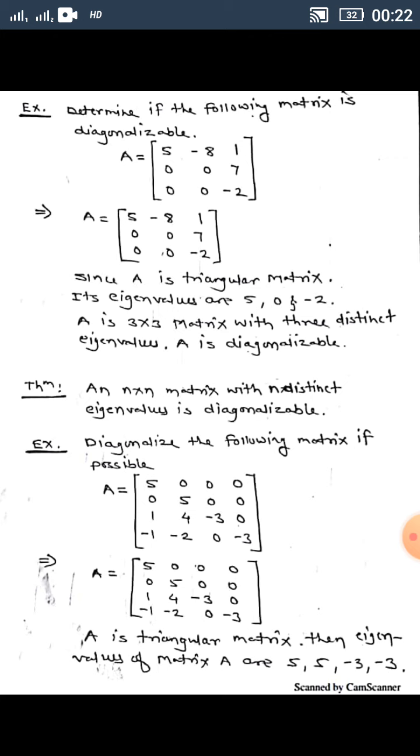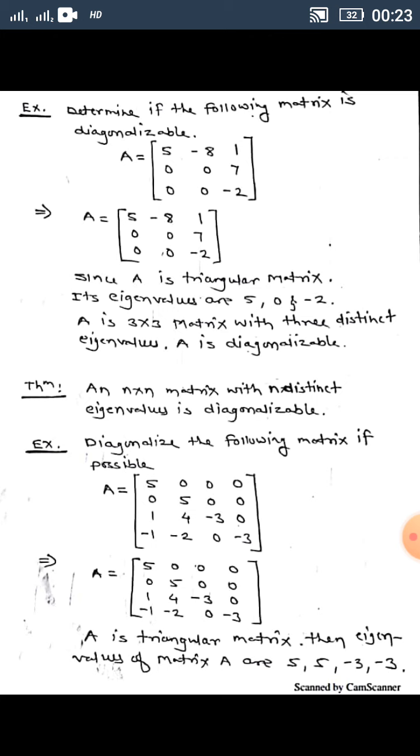Next, theorem. An n by n matrix with n distinct eigenvalues is diagonalizable. Already I have explained, if the eigenvalues are different, we can diagonalize. Okay, as a diagonalizable concept. Diagonalize the following matrix: A is equal to 5 0 0 0, 0 5 0 0, 1 4 minus 3 0, minus 1 minus 2 0 minus 3.